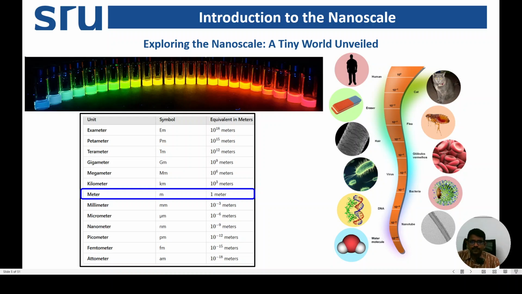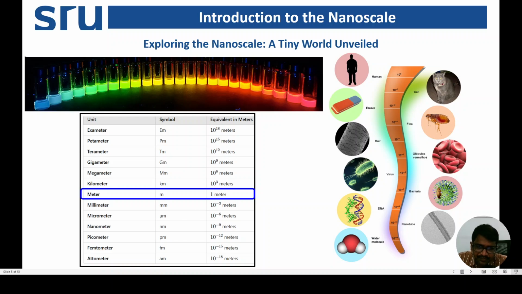Right. So, introduction to nanoscale. We are going to explore the nanoscale, a tiny world. Why am I saying it is tiny? You can see here the measurements that we know very well. We are very familiar with this. This is the basic measurement, that is the meter. Meter is the very fundamental measurement.